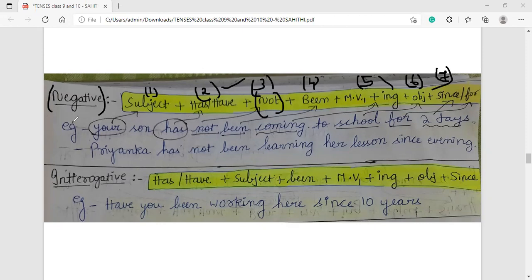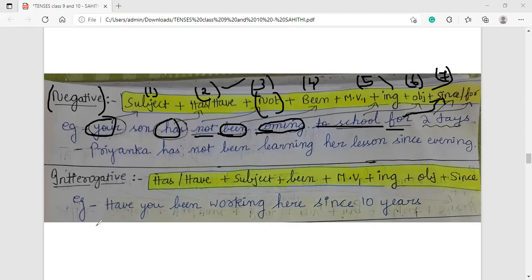Okay, now example: your son has not been coming to school for 2 days. Your son is the subject, has is the helping verb, not is the negativity, been is the continuous tense helping verb, coming is the verb form, to school is the object, for 2 days, that is the time.